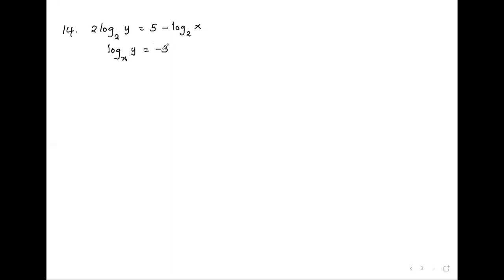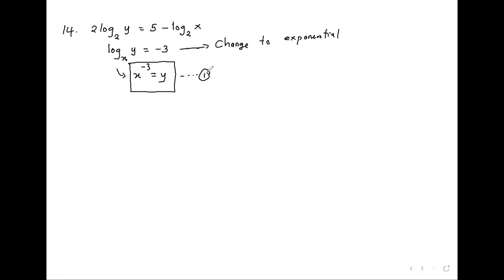So for all x greater than 0 and y greater than 0, solve the simultaneous equations. Well, the first thing you do here is change to the area that we are used to. Change it to exponential. So how do we change this one to exponential? Well, it becomes x to the power -3 is equal to y. Like that. So we keep this one as equation 1.